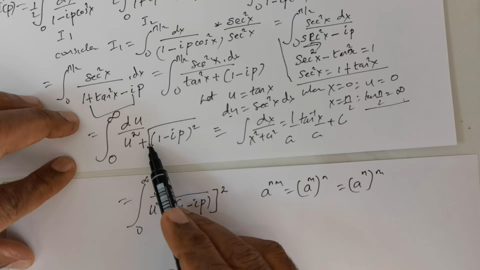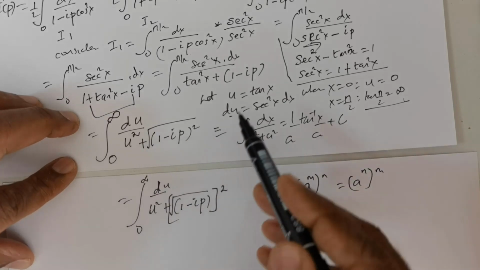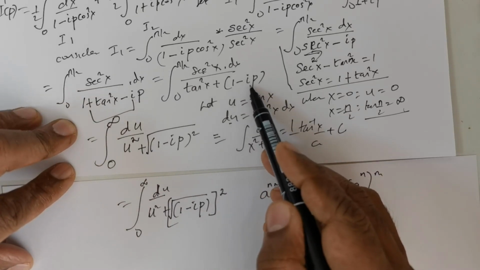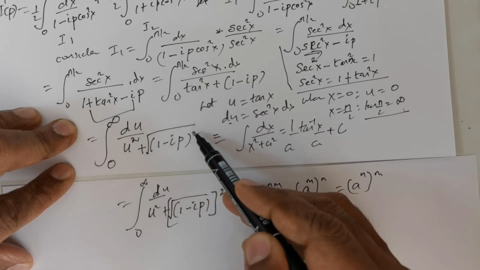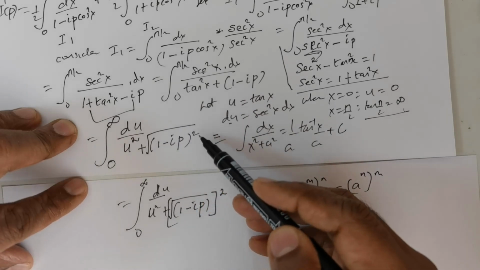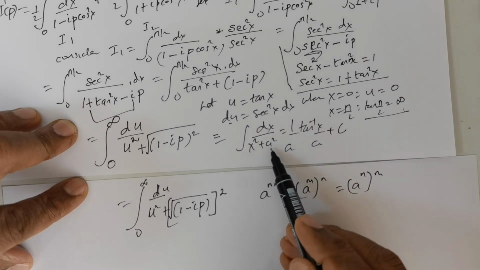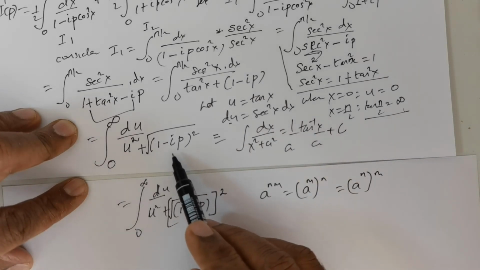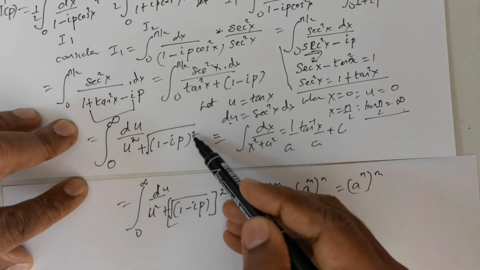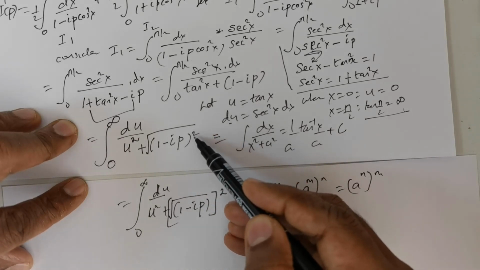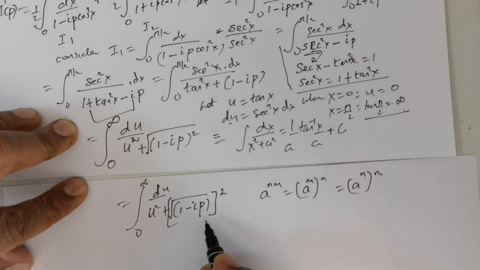I did this because of the fact that I got 1 minus i p. So the square root and the square get neutralized. But then I want to make use of this formula. So I want to convert this quantity that you see here into this quantity. That's only possible if I can exchange the position of 2 and 1 over 2. That's exactly what I have done.